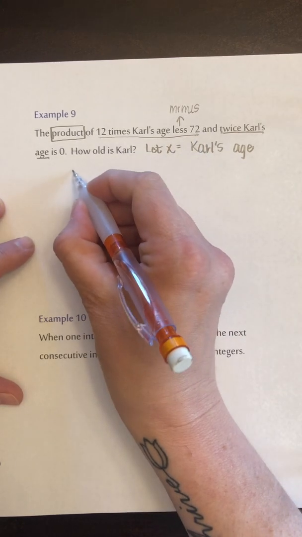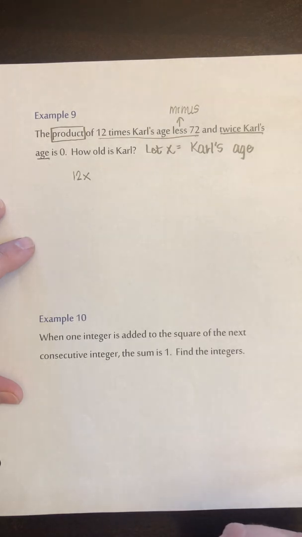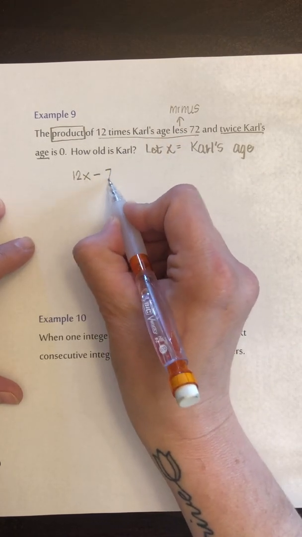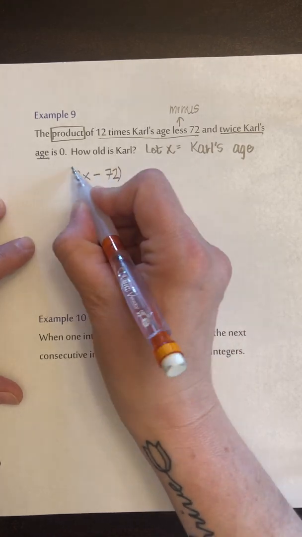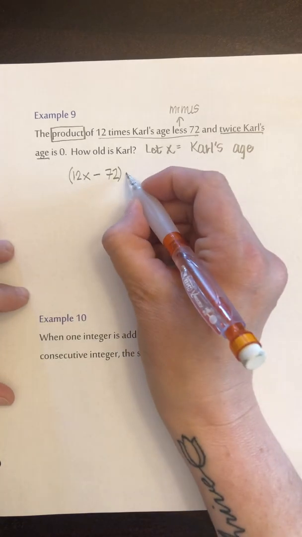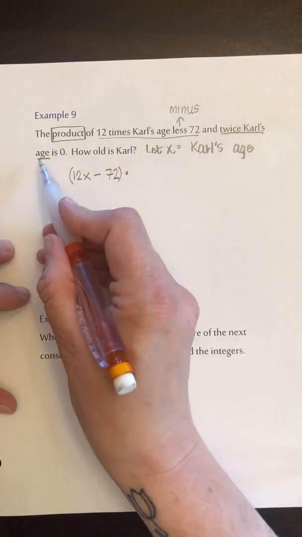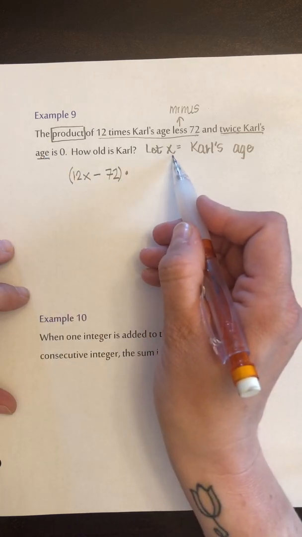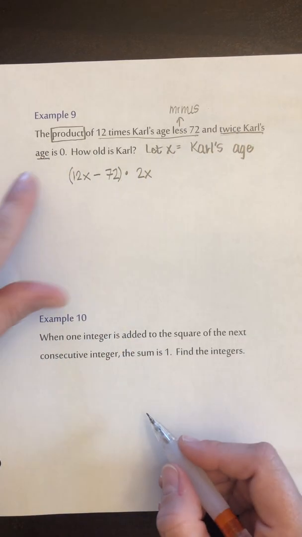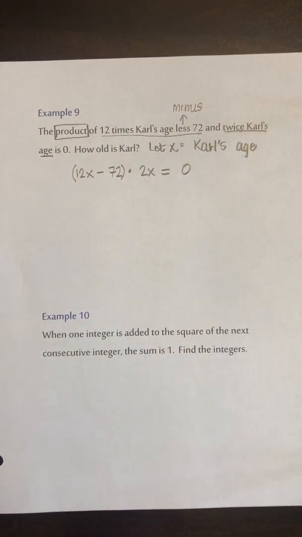What would that look like? 12 times Carl's age, right there, I'm going to multiply 12 and the x, and then less, minus 72. That is one of the factors that's being multiplied together. Now, what are we going to multiply that with? Twice Carl's age. And if Carl is x, then twice that would be 2x. And then it says "is," so that means equals 0.